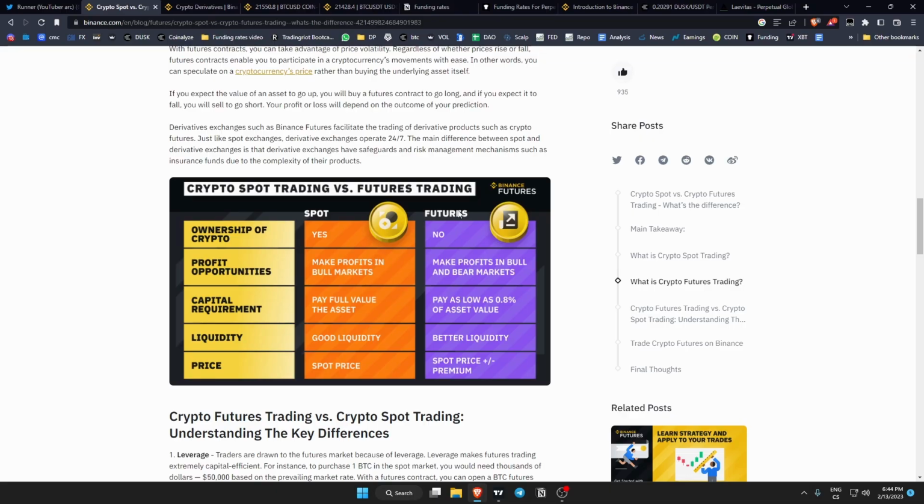But then, on the other hand, there are derivative products. Derivatives are financial products whose value is derived from its underlying asset. So whenever you trade derivatives, you don't actually own the assets, so you cannot withdraw them from the exchange you're using, meaning you trade them solely on the exchange alone, as you can see in this table from Binance.